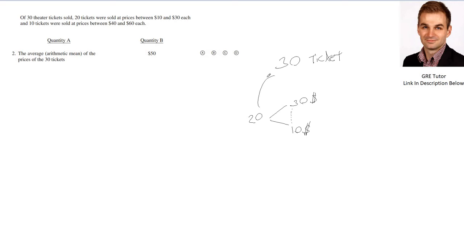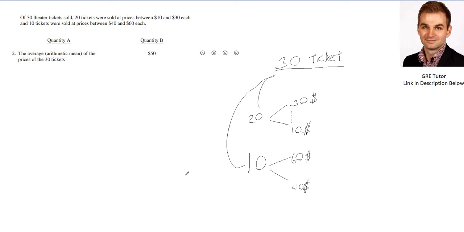Alright, and I know that of these 30, 10 tickets were sold at prices between $40 and $60 each. 10 of these tickets were sold at a range between $40 and $60. So this is my setup that I'm understanding, and they want to know what is greater, the average arithmetic mean of the prices of the 30 tickets or $50.